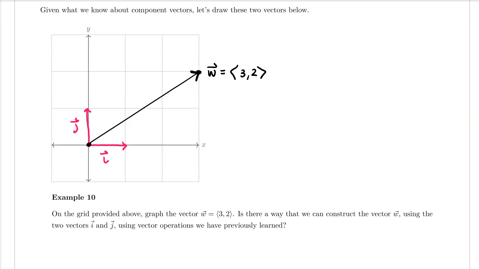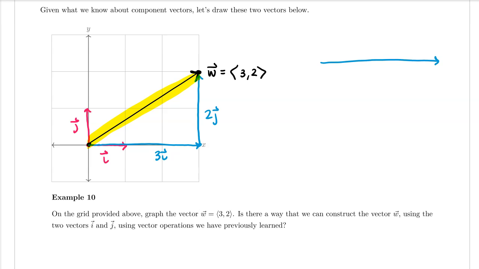Well, let's think about it this way. If I took my i vector, let's say I scaled it by a factor of 3, my new i vector here, this would be 3i. And then what if I took j, and let's say I had j start here, but I had to double it to get to here. So now this would be the vector 2 times j. And notice that if I were to add these two blue vectors together, that would give me the vector w here. So let me draw it out here just so that we have it shown again.